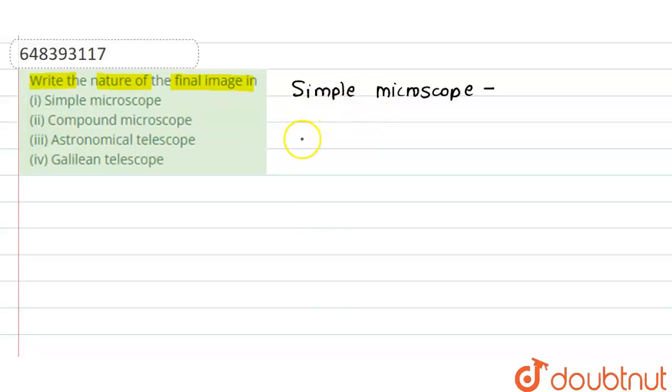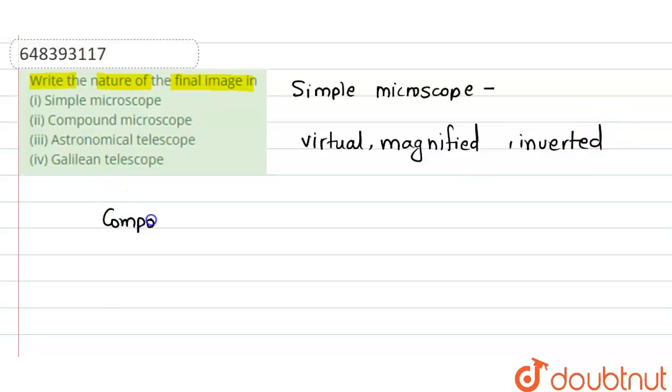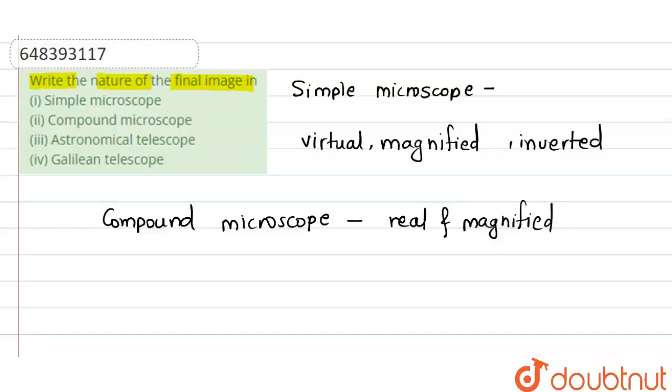So the image which is formed, it is virtual, magnified, and inverted. So this is the nature of the image for simple microscope. So now for compound microscope, it is also used to observe small organisms. So with the help of compound microscope, we are getting real but magnified image of the object we are observing. Now there are two different types of telescopes here.